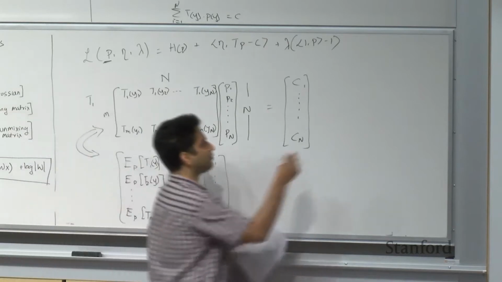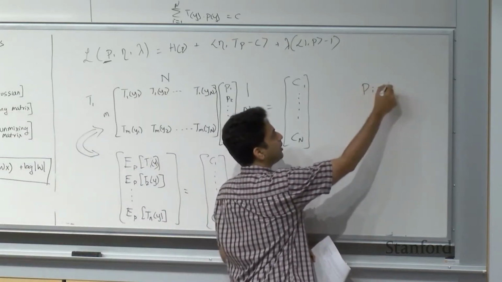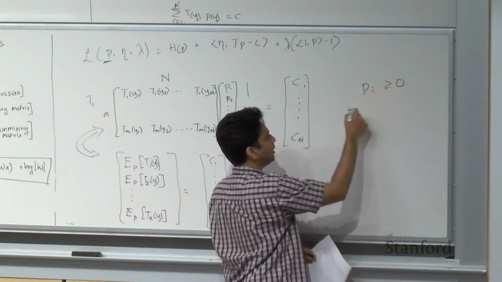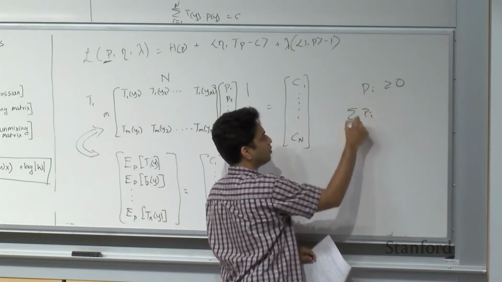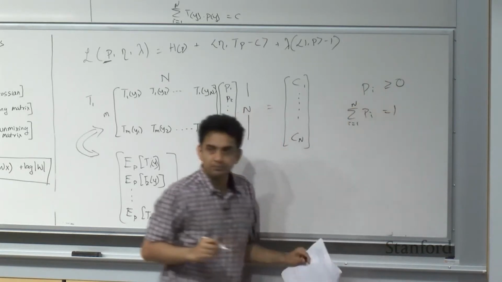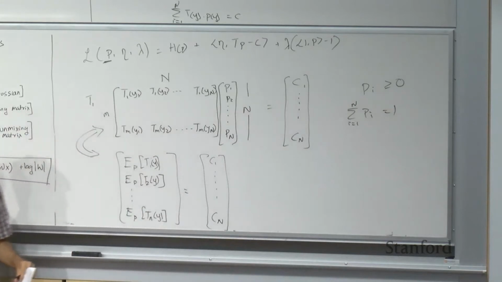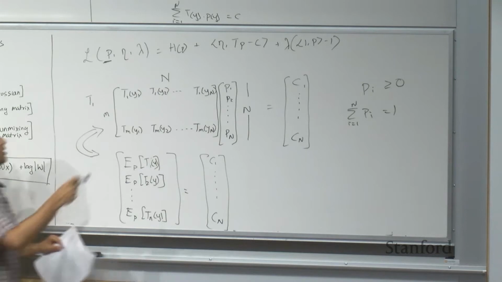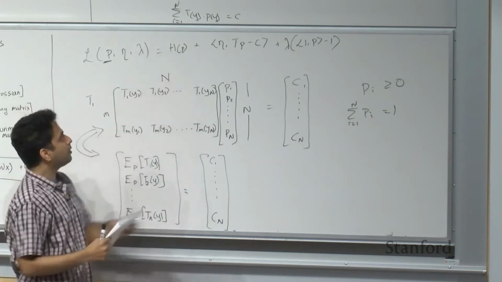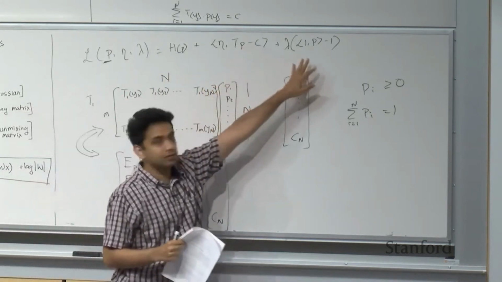So P must satisfy Pi is greater than or equal to 0 and the sum over Pi, i equals 1 to n, should be equal to 1, right? So P is the probability vector that we are trying to estimate. And the way we want to estimate P is such that it maximizes the entropy and satisfies these constraints.